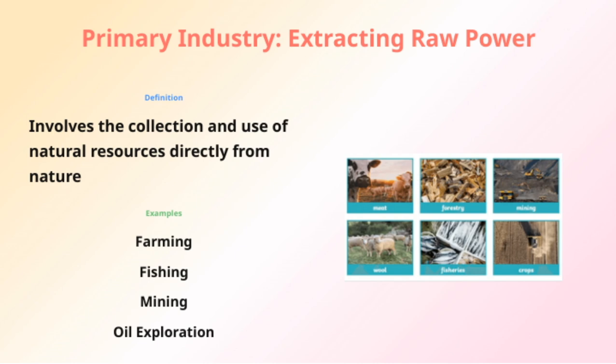When we talk about primary industries, we're referring to the process of obtaining raw power or raw materials that will later be used in other industries to make finished products. So, whether it's digging for minerals, catching fish, or harvesting crops, all these activities are fundamental because they provide the essential resources needed for the economy to function and grow. This is a crucial part of the overall production process, serving as the foundation for other industry sectors.